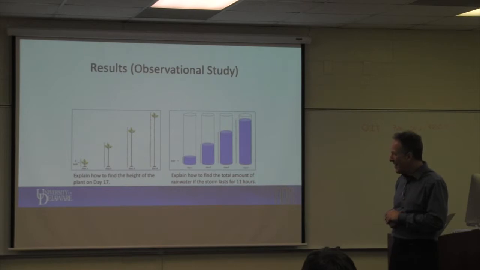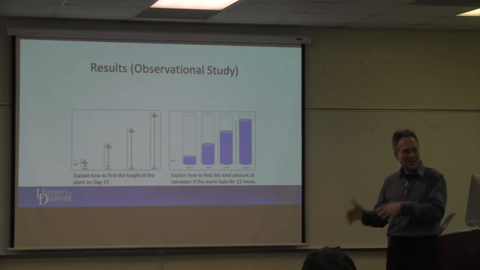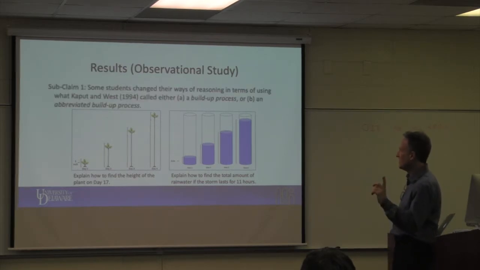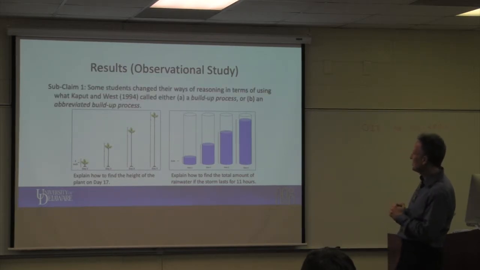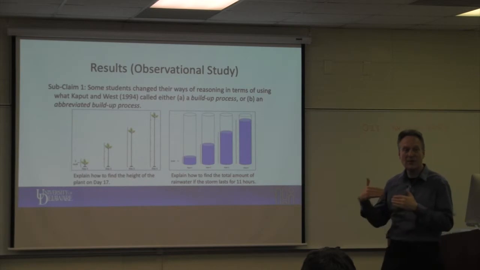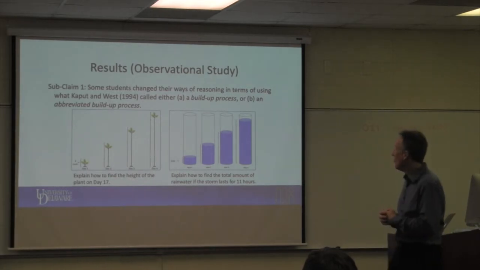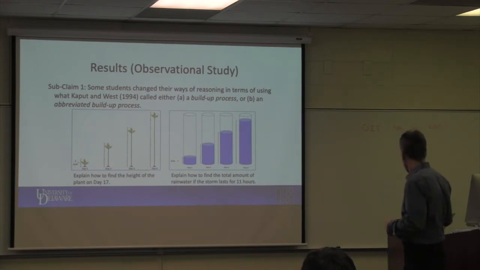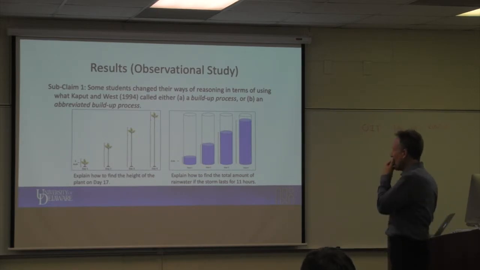So students often did things differently on the pre-assessment than they did on the post-assessment. Let me give you an example. Let me first say what the claim is. Some students changed their way of reasoning in terms of using, in Caput and West's terms, a build-up process, or what they call an abbreviated build-up process. So here's an example.